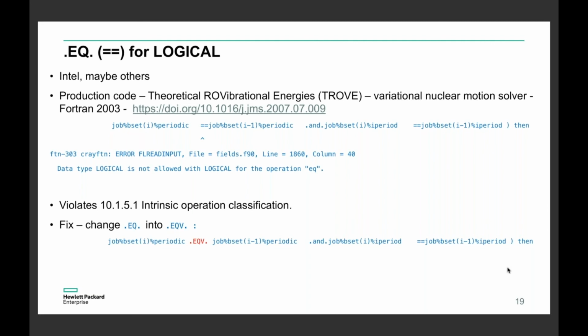Now this probably comes from just poor knowledge of the language and confusion between logical and relational operators. So here this line is rejected because the quantities here are logical, but the operator is not. In this particular case, the fix is simple. We have to change the equal sign, the EQ, into .EQV. I imagine this must be quite a popular error, and I don't know if many other compilers accept this, but I wouldn't be surprised if there are other compilers apart from Intel that do.